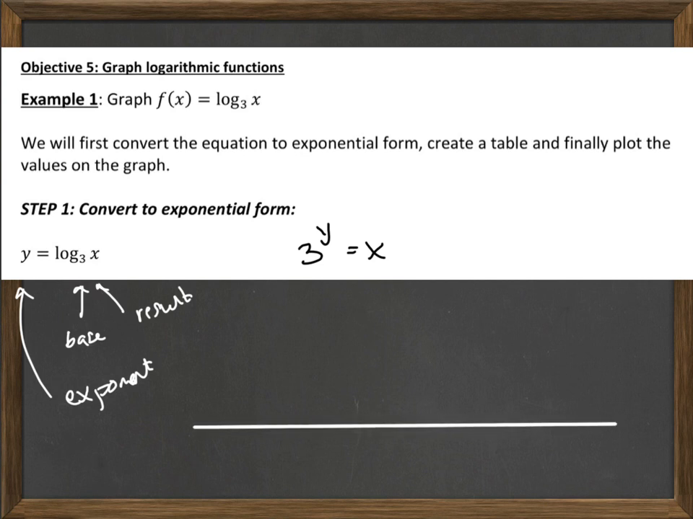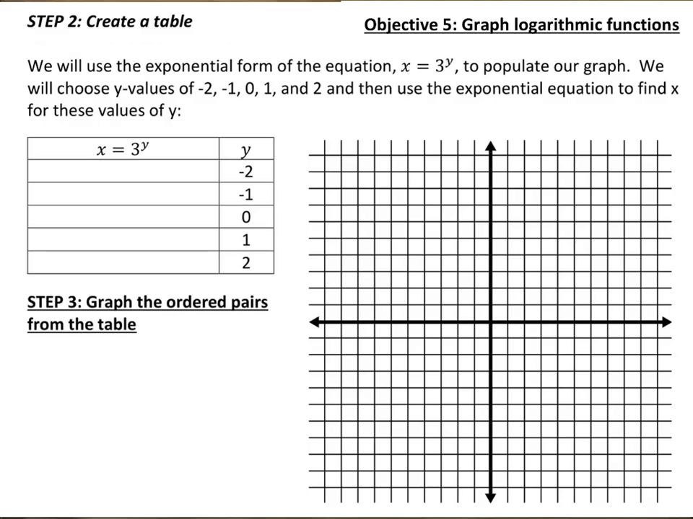So what we're actually going to do is create one of those exponential number lines, and we're going to use the values on that number line to fill in some ordered pairs, and then we can graph the function. So let's begin. Step 2, create a table. We will choose the exponential form of the equation, x equals 3 to the y, to populate our graph. We will choose values of -2, -1, 0, 1, and 2 for y, and then use the exponential values to find x for these values of y.